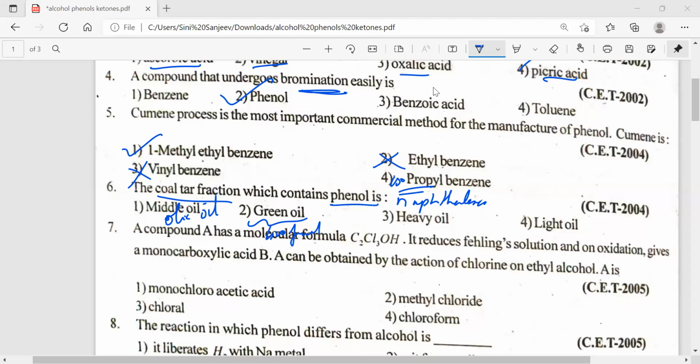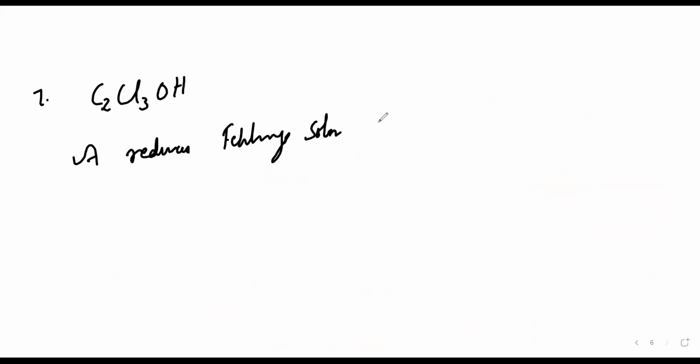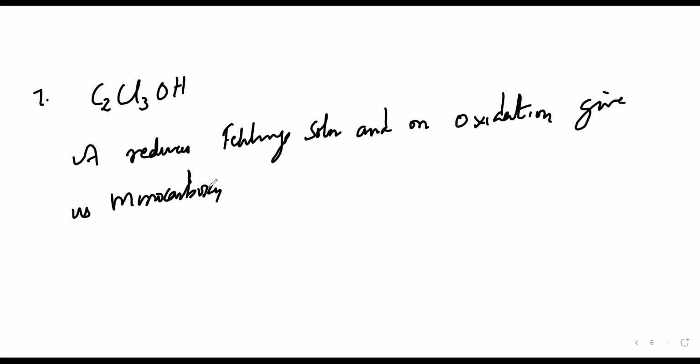So the key point in this question, the seventh one, if I want to write here. So molecular formula, what they given? C2Cl3OH. Correct. And in the question they are given, A reduces the Fehling solution. Correct. And on oxidation, this is just the question, what I'm just writing. Gives us what? Monocarboxylic acid. So that is my B.